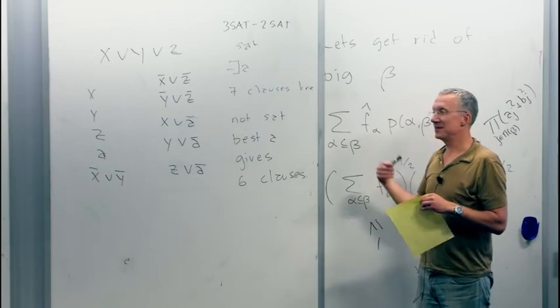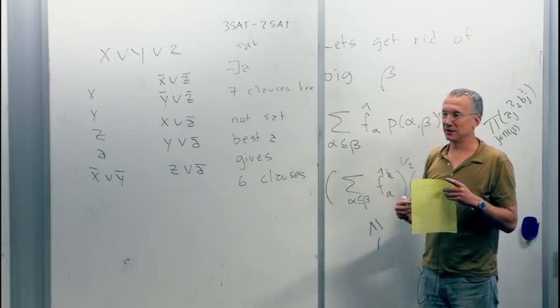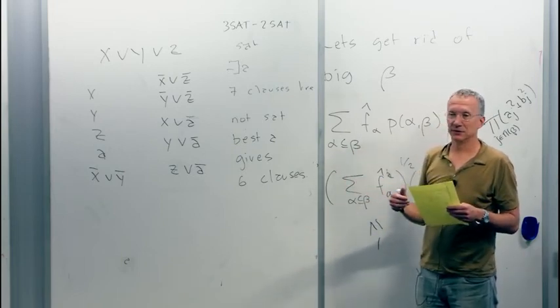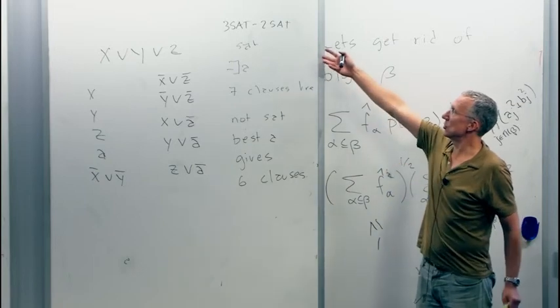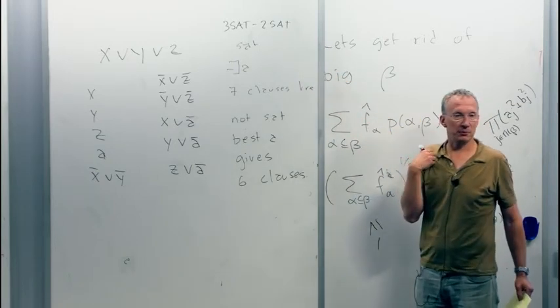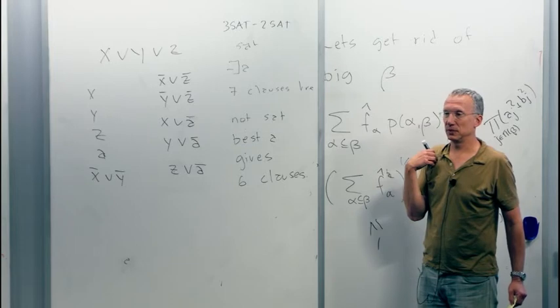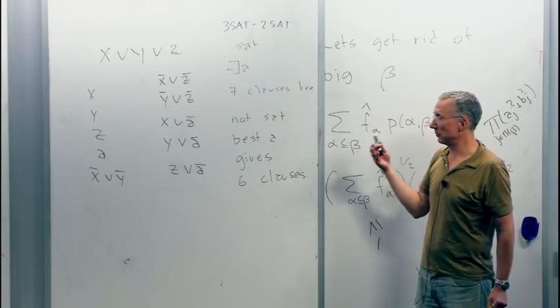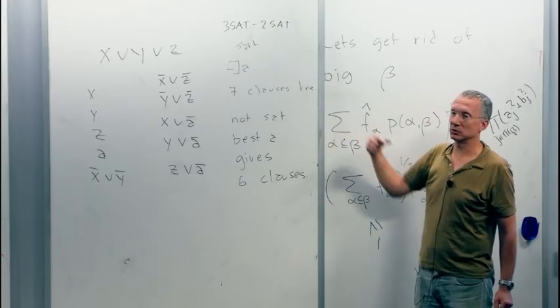This is an old gadget that existed already in the 70s. So this showed that Max 2-SAT was NP-hard to approximate. Max 2-SAT was hard in the worst case, because 3-SAT was hard in the worst case.